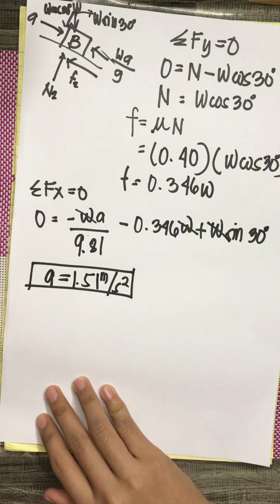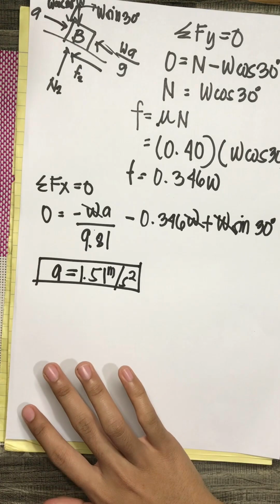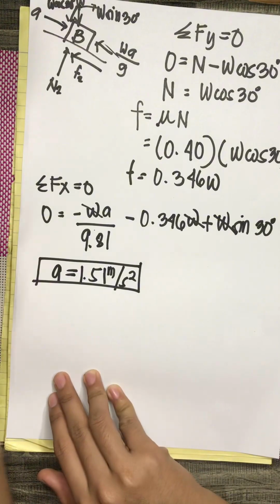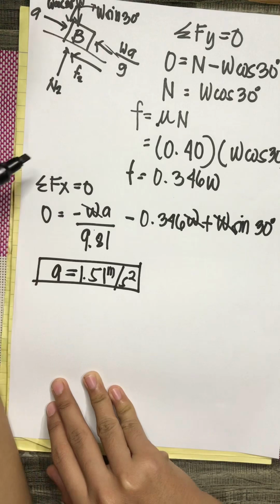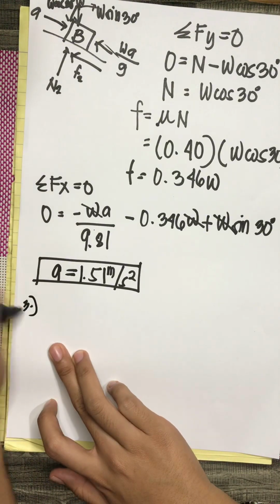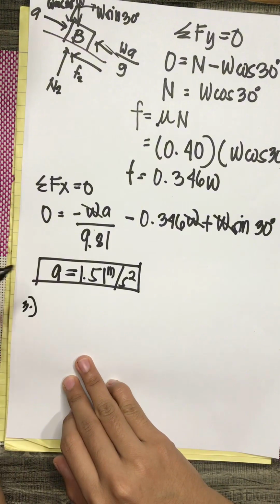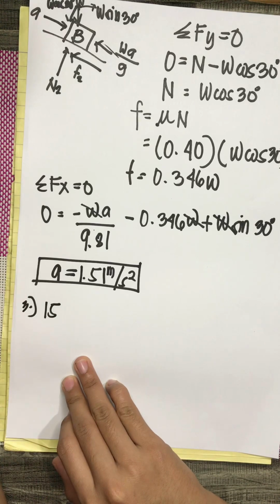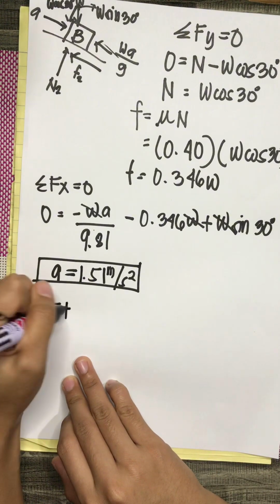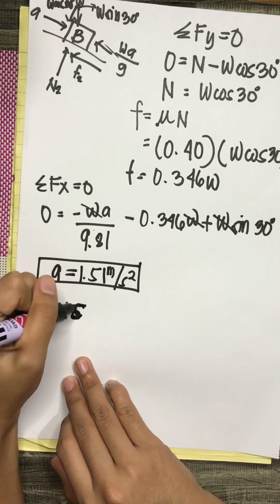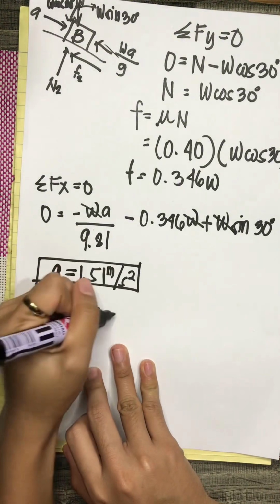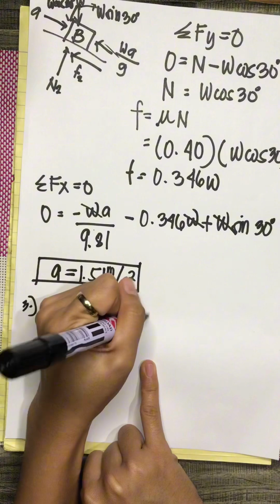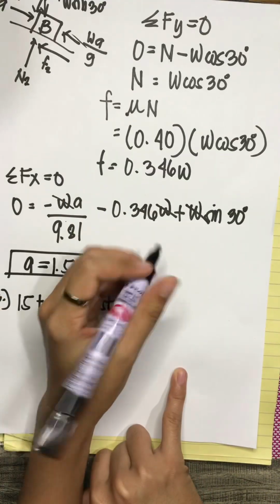So the third is we compute the elapsed time until the blocks touch. So the distance of S. We have 15 meters apart between blocks A and B, then plus S, it is equal to the distance traveled by A.